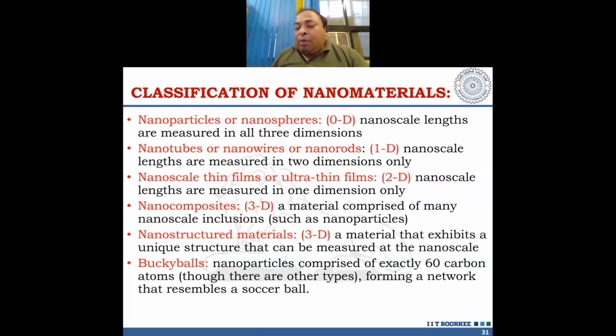Nanocomposite, a material comprised of many nanoscale inclusions such as nanoparticles. If you have 3-4 types of nanoparticles together, they are called nanocomposite. Nanostructured material or 3D material, a material that exhibits a unique structure that can be measured at the nanoscale. Buckyballs, nanoparticles comprised of exactly 60 carbon atoms, though there are other types also which are called buckyballs, forming a network that resembles a soccer ball. That's why it's called buckyball.